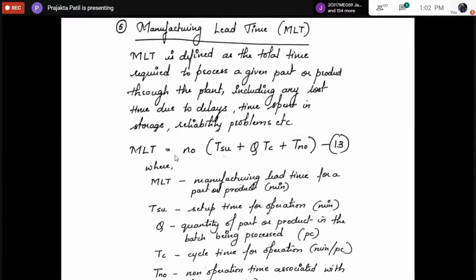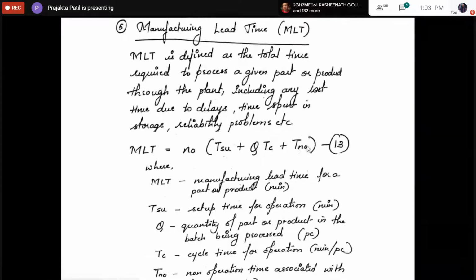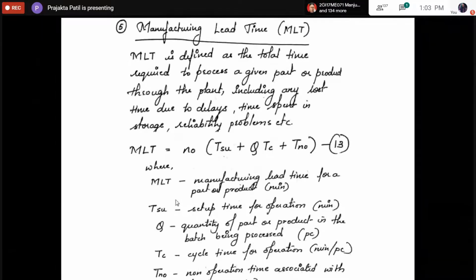In this equation, you will see that most of the terms we have already come across. We have come across TSU, that is the setup time. You know what is Q, you know what is cycle time, you know what is non-operation time as well. When it comes to manufacturing lead time, as I said, it is the time the product enters in the form of raw materials till it comes out as a finished part or a finished product. So the total time since its entry till the exit is the manufacturing lead time.